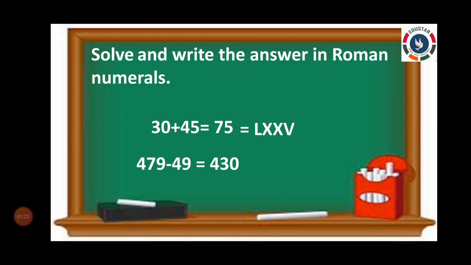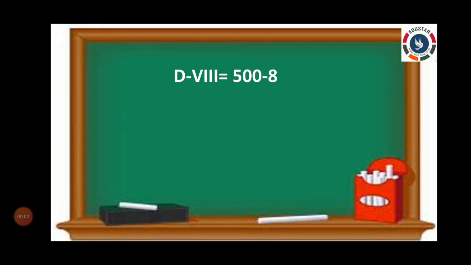The next one, 479 minus 49. You subtract the two values, finally you get 430. So what is the value for 400? CD. Then what is the value for 30? XXX. So CDXXX. So 479 minus 49 is equal to CDXXX. D minus VIII.